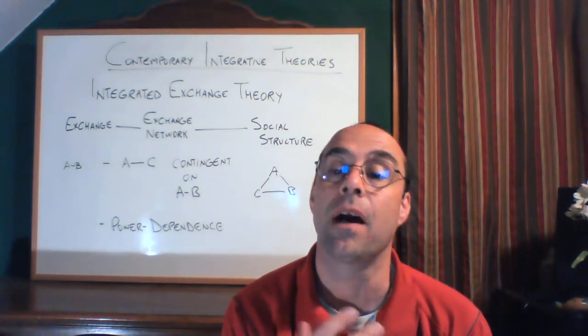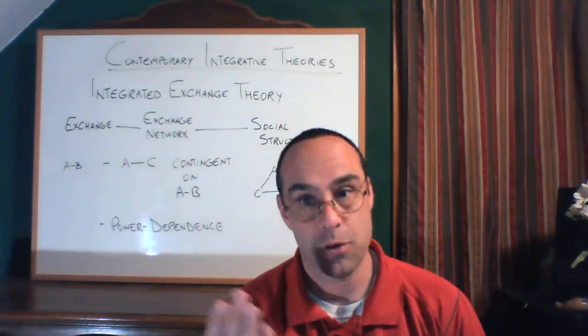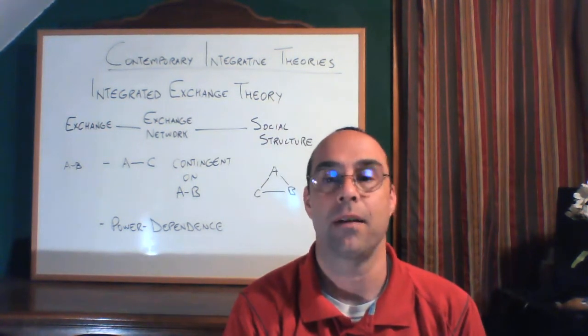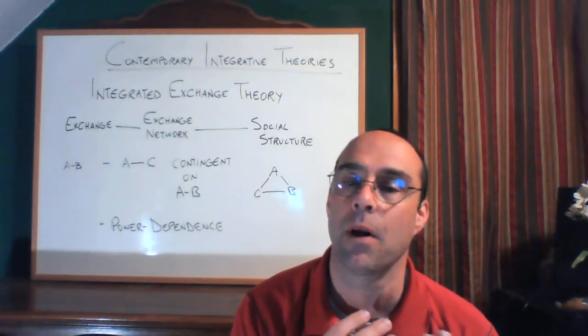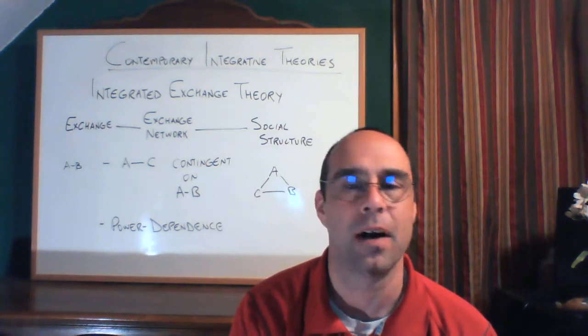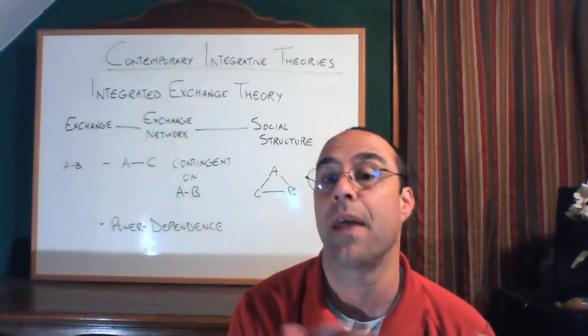All right, so basically, the guy who comes up with this is a guy named Richard Emerson, and he's building on Blau and Homans' work on exchange theory, social exchange, which involves exchanging rewards back and forth. And rewards, remember, we're not talking about economics, so what we're talking about are things like smiles, positive words. We're talking about fun, that type of stuff.